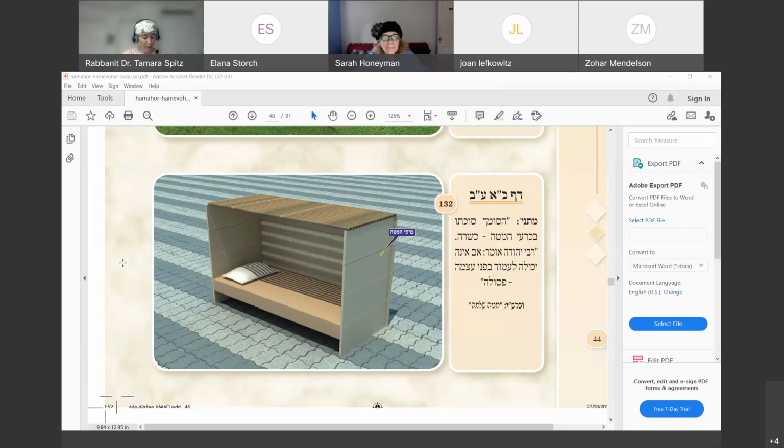enclosure. From here, of course, if we're going to talk about impurity, tum'ah, we're going to talk about the para aduma. If everybody remembers the red heifer, we did talk about this a lot when we learned Masechet Psachim. So if you remember, the red heifer was burnt and the ashes were used to sprinkle on people who had become impure from touching a dead body.